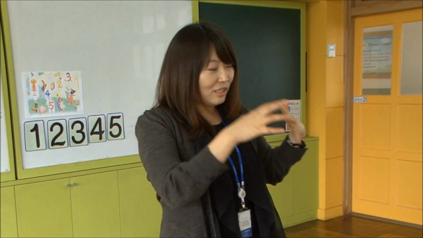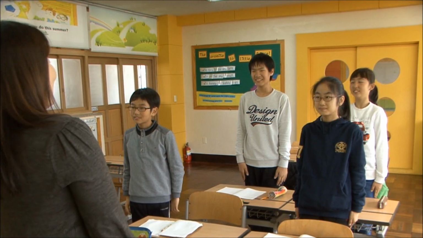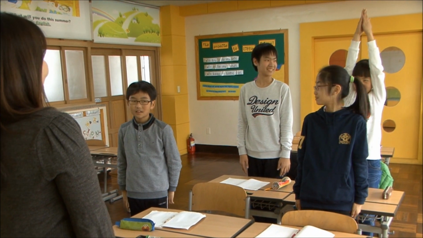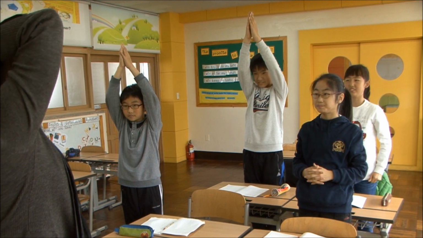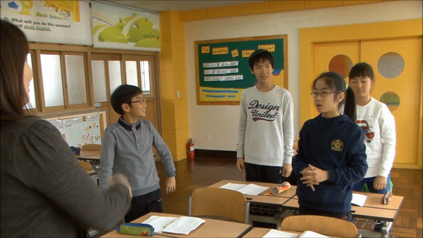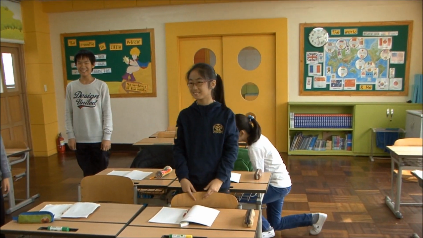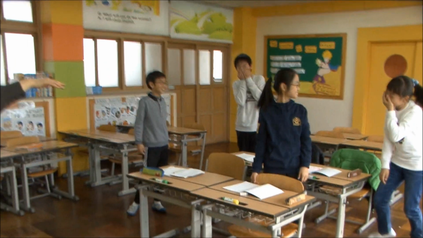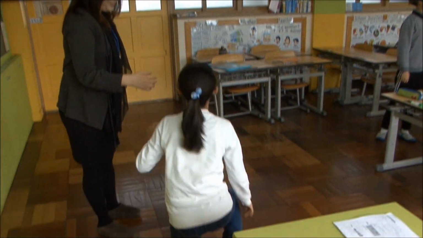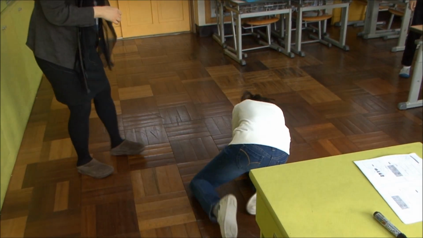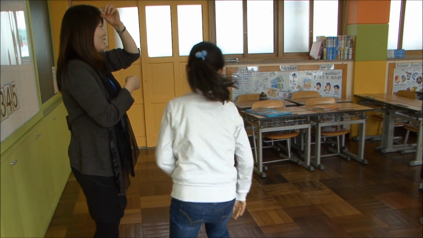Then let's make the numbers with your bodies, okay? You can stand up now. Does it look like number one? Yes, okay, that's right. We can make number one like this too. Then let's make number two together. How can we make number two? Okay, Jiwon, good, come on out and let's try. I think it'll be number two, yes. Stop. Yeah, I think it's number two, right?